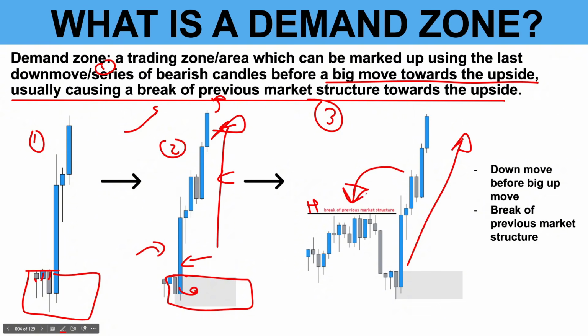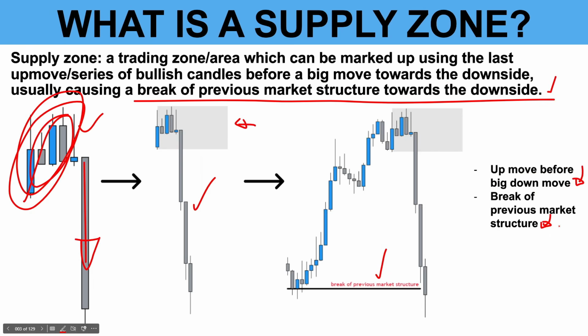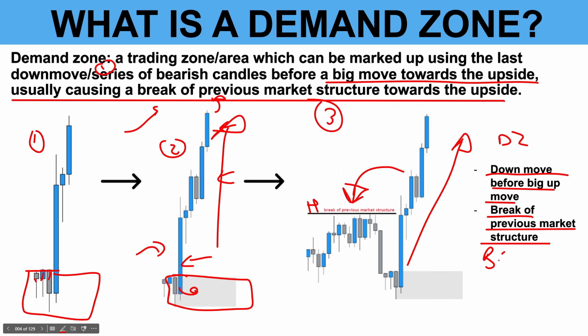Very, very simple. So again, if I was to make a checklist here for what a demand zone has to mean in short form, we can say it has to have a down move before a big up move, and it needs to break a previous high. So over here we can just say it needs to break a structure of a previous low. Here we can say break of structure for a previous high. So a break of structure towards the what? Towards the upside. And yeah, those are the definitions of a supply and demand zone.